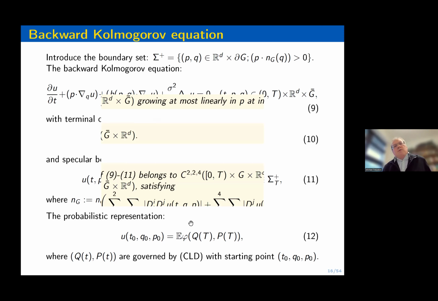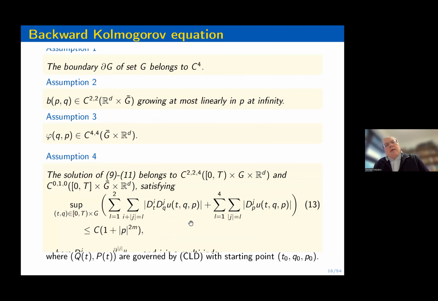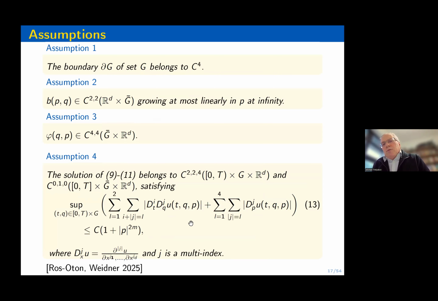We need quite a few assumptions, and these assumptions are aimed for us to get first-order convergence. They are sufficient assumptions. So we require that the boundary is C4. I should pay attention that we do not require that G is convex, that B is C2 and grows not faster than linearly in P. Test functions are C4. And we also need to put an assumption on the solution to the backward Kolmogorov equation. And what I cite here is a very recent paper where they study boundary value problems of that type.